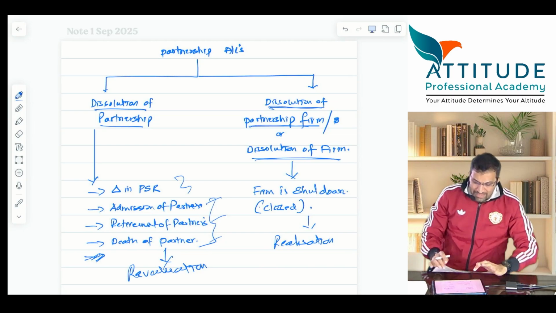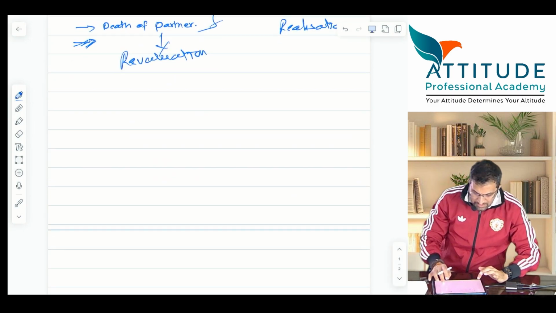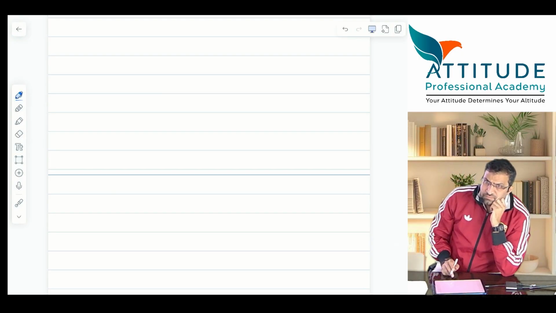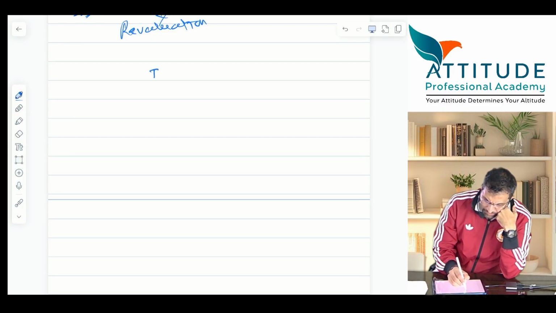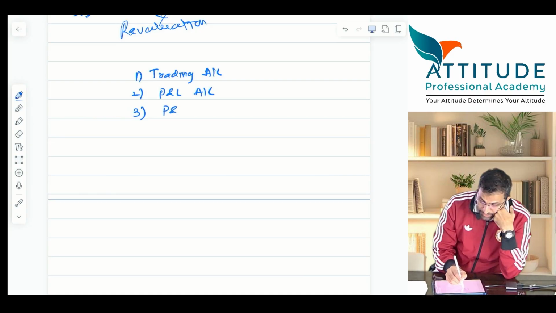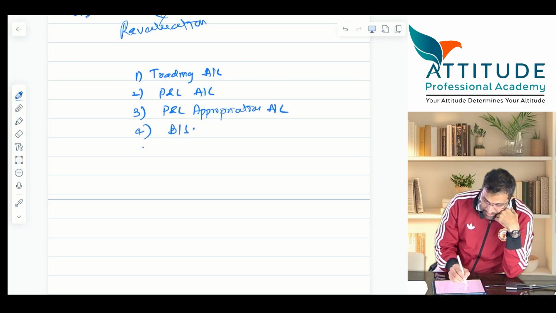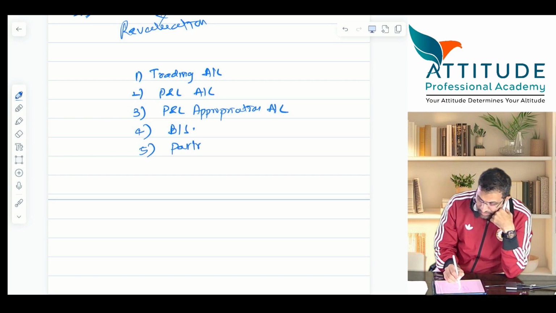Okay. Now come back to the second part. Sir, you said what are the final accounts, sir? Final accounts will be: we prepare trading account. Second, we prepare profit and loss account. Third, we prepare profit and loss appropriation account. Fourth, we prepare what? Balance sheet. And more importantly, you will also prepare what? Partners capital account.